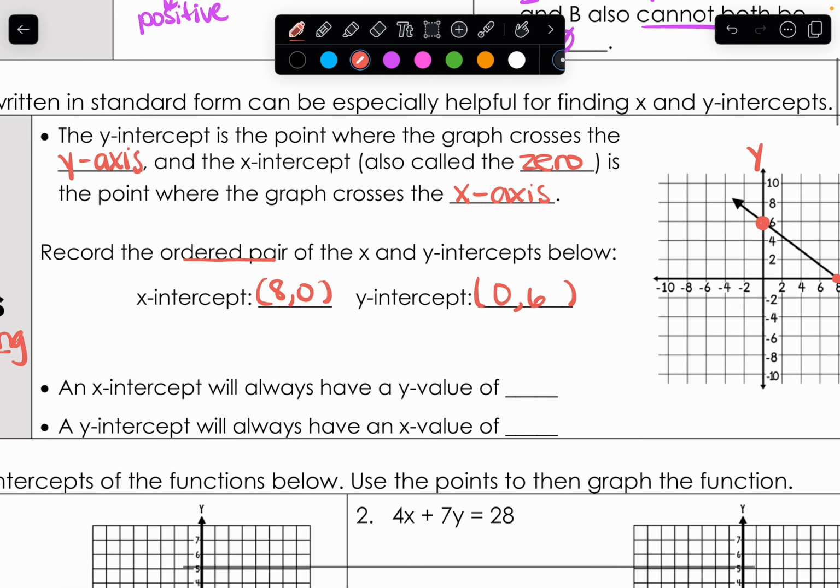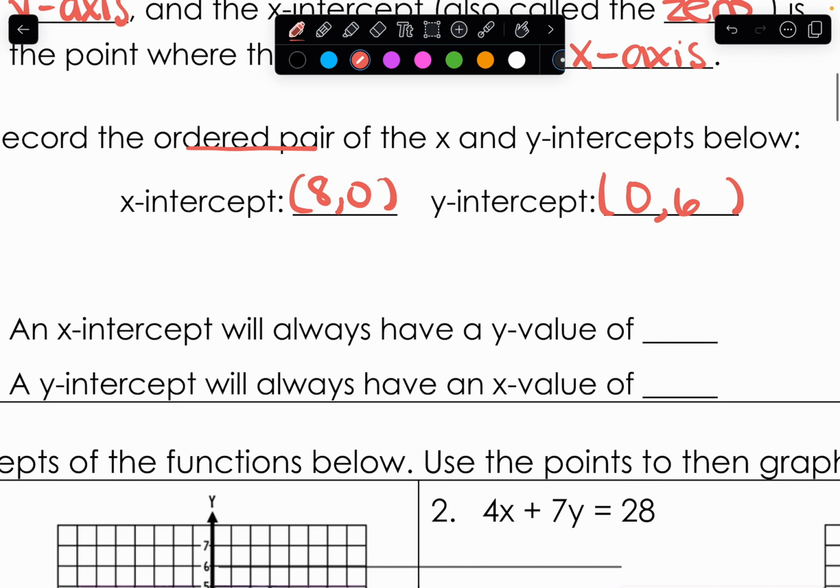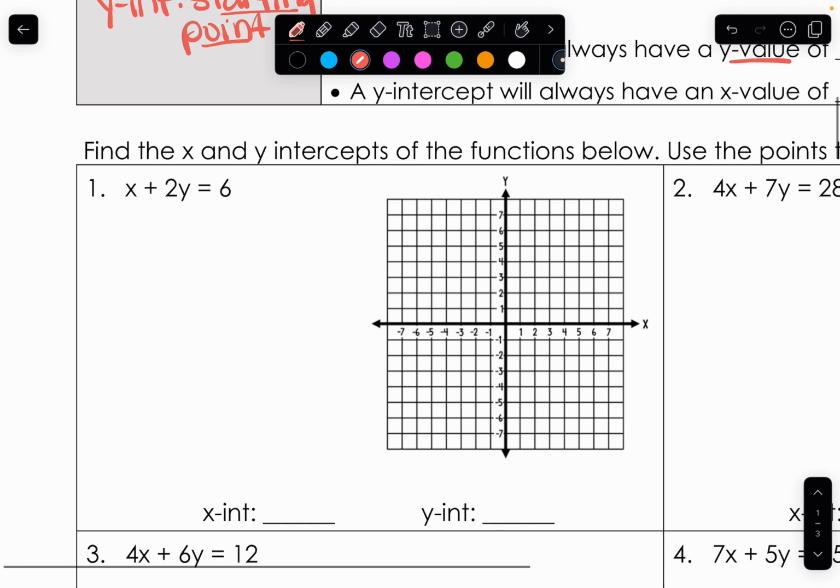Why is it important to know how to write those? Because in an x-intercept, the y value will always be 0. And in a y-intercept, the x value is 0. And that will help us calculate the x and the y-intercept.